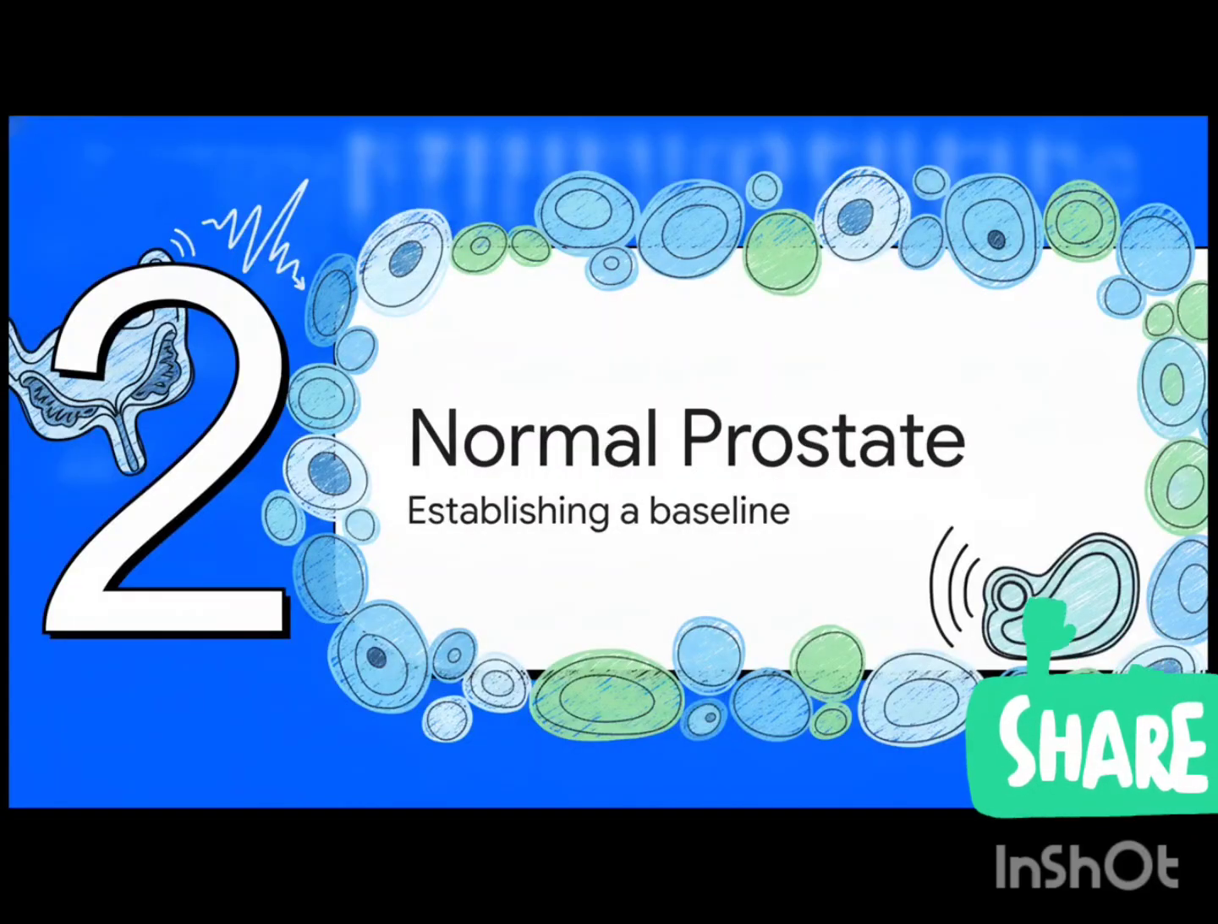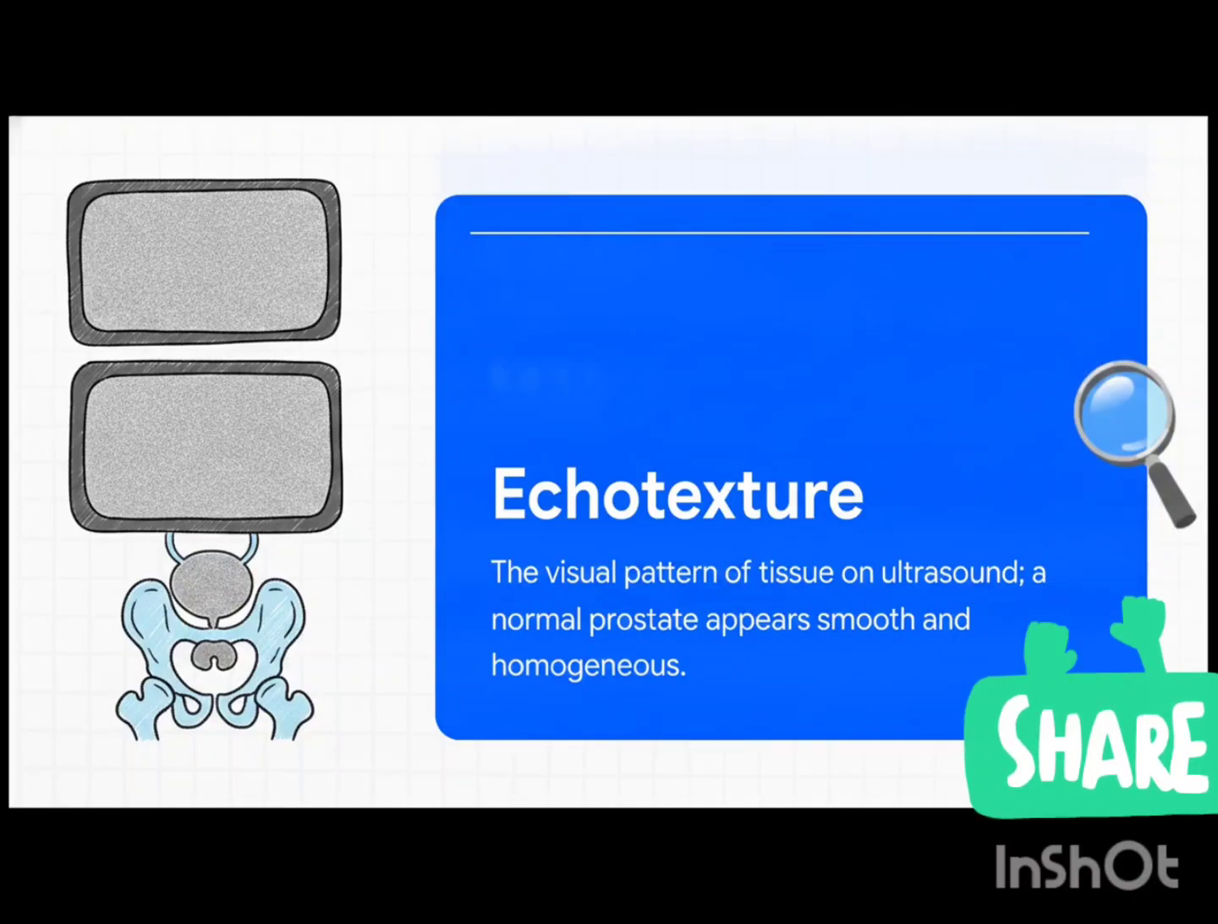But before we can spot what's going wrong, we absolutely need to know what right looks like. That brings us to Part 2, visualizing a normal prostate. When analyzing a healthy prostate, clinicians are looking for something called echo texture. I know it sounds like heavy medical jargon, but it's really just the term for the visual pattern or the texture of the tissue that's created by those bouncing sound waves. A totally normal prostate should look relatively homogeneous. You shouldn't be seeing jagged edges or wildly varying textures. Instead, it's going to display a really consistent, even visual pattern with a nice, smooth, continuous outline. It just sits there, perfectly content, right beneath the urinary bladder.